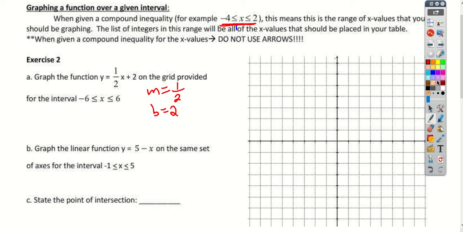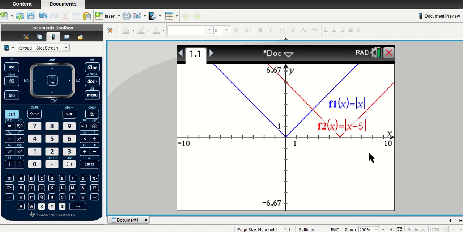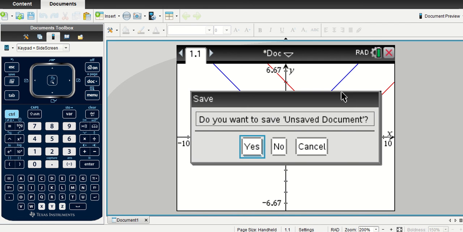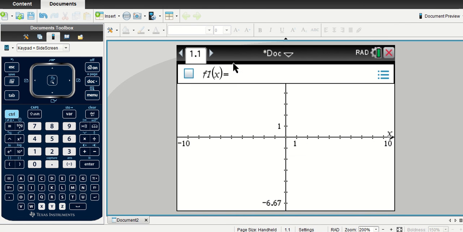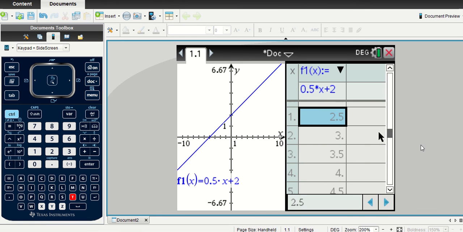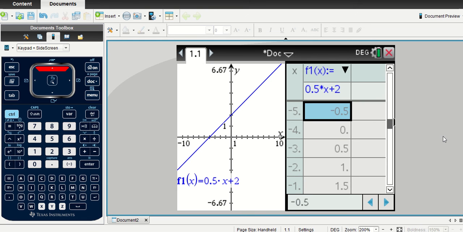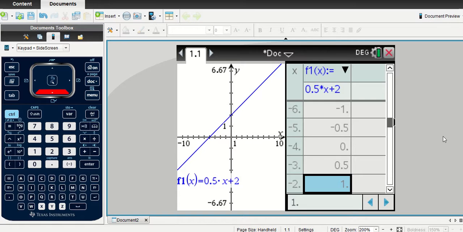So let's go over to the graph. We know we're going here, that's my y-intercept, and we're going -6 to 6. What I would advise you to do is to take your calculator, new document, go to the graph and type that equation in. So 1/2 x plus 2, and then we can get our table and we can graph those points, -6 to 6. So -6 is -1, and -4 is 0.